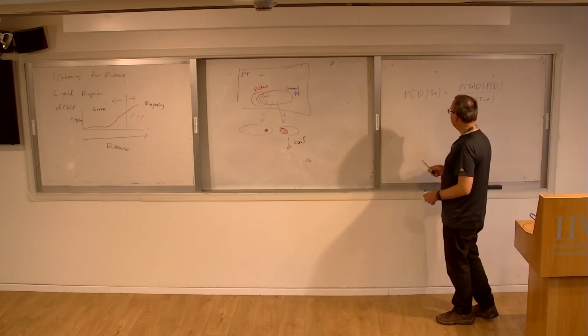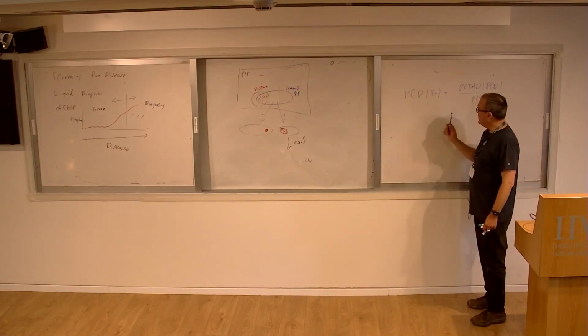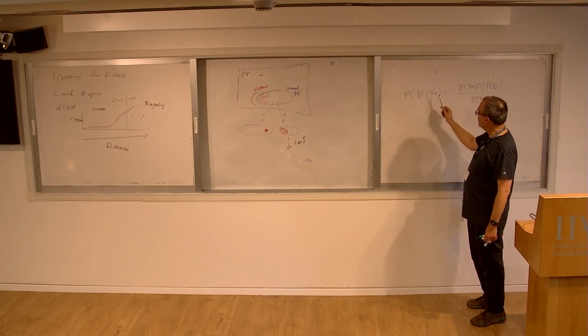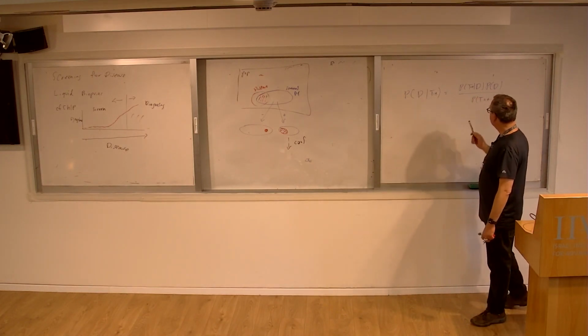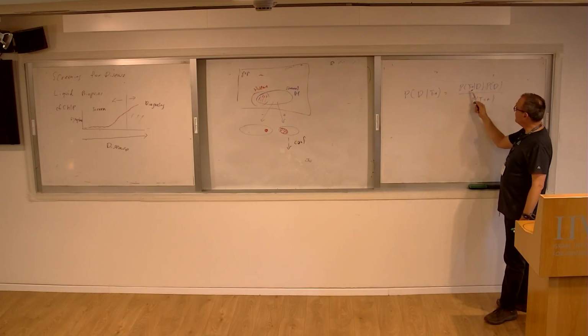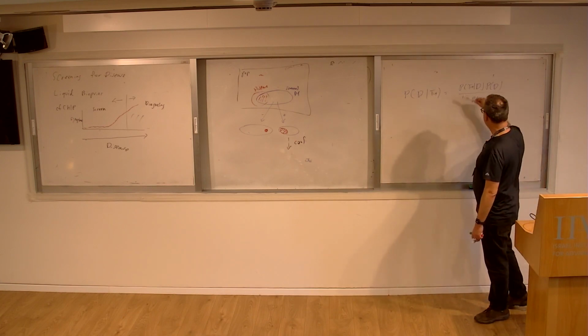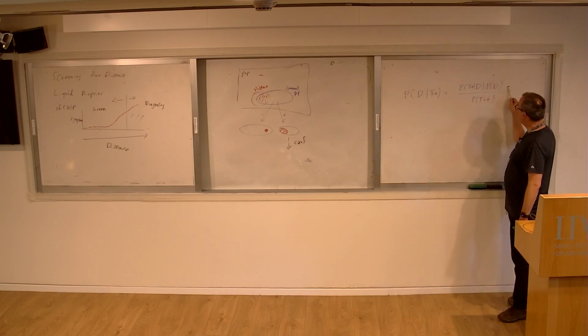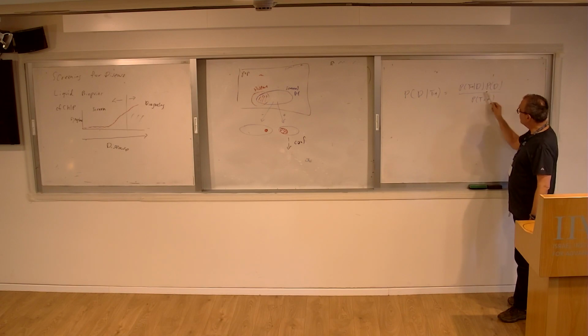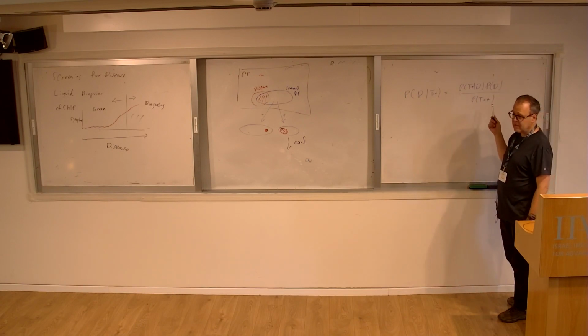Okay, so Bayes' rule is that the probability of having the disease given that the test is positive is equal to the probability of getting a positive test given your disease status, which is what I erased just now, times the prior probability of the disease over the probability of just getting positive results.